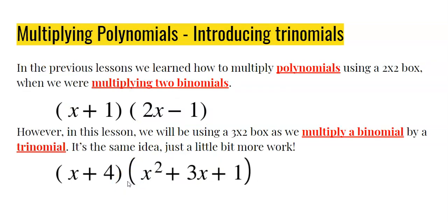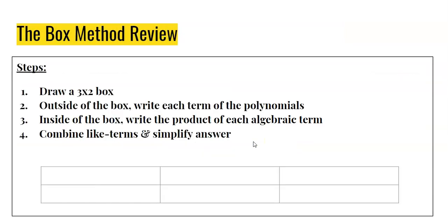Last class, or in the previous lesson, we learned how to multiply two binomials by each other, which are two-term expressions, using a 2x2 box method. In this lesson, we're going to be learning how to multiply a binomial, a two-term expression, by a trinomial, which is a three-term expression, using a 3x2 box method. So still the same idea, except it's going to be a little bit more work.